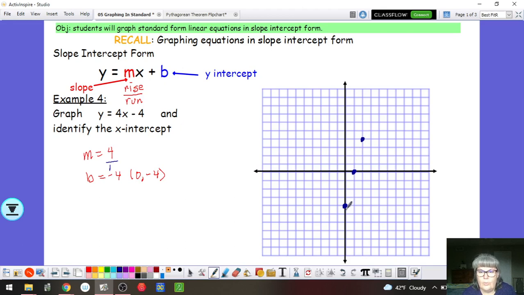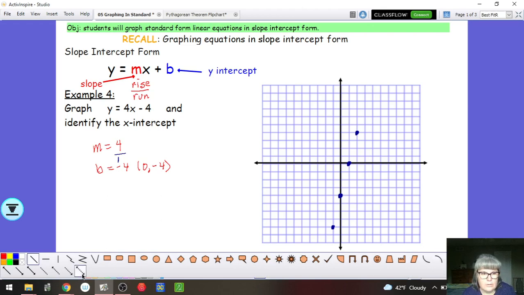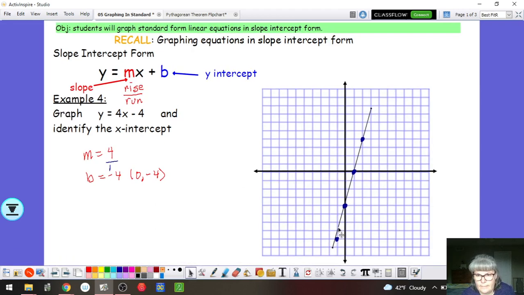Or you could go backwards. If you go down 4, you're going to need to go another negative direction to make it a positive slope. And then we can graph a line through our points. And let me get my line through the points just a little bit better. There we go.